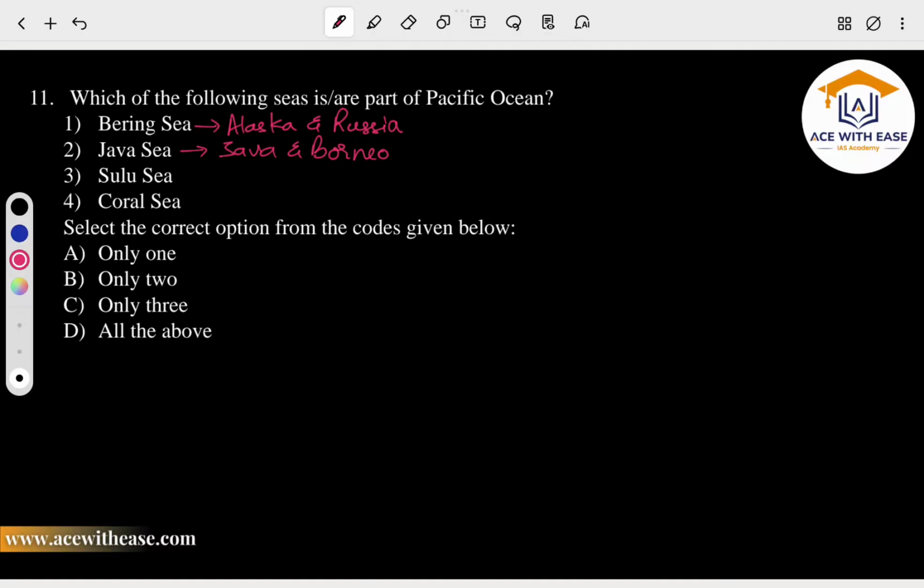Then the Sulu Sea is also not in the Pacific region. It is present between the Philippines and Borneo in the Southeast Asia region, whereas the Coral Sea is a part of the Pacific Ocean, near the northeast coast of Australia. So the Bering Sea and the Coral Sea are the two seas that are part of the Pacific Ocean. So here two options are correct.